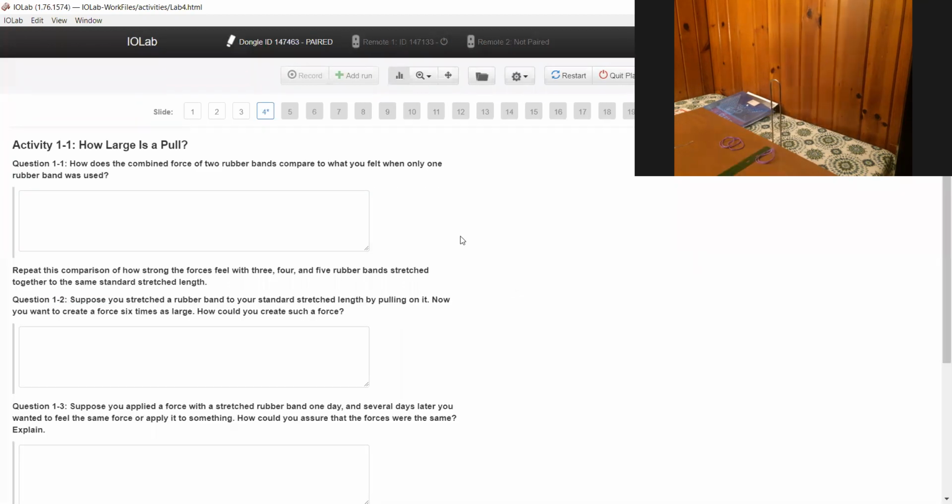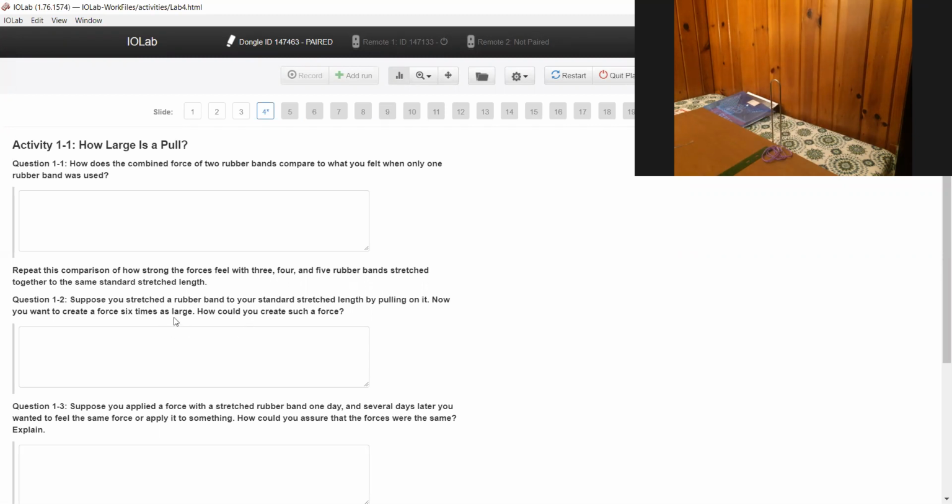Okay, in the next one, how large is the pull? They want us to compare what you did. How was the pull with the two robots compared to that of only one robot, to the same standard length? So is it larger? It is actually twice. So how did you feel? Then they want us to repeat the same thing using 3, 4, and 5 robots. Keep them parallel and pull, with 3, with 4, with 5, but to the same standard length. If you made it 10 centimeters for one, do 10 centimeters for all.